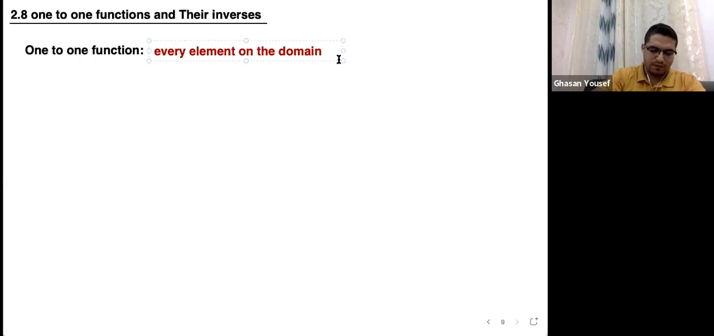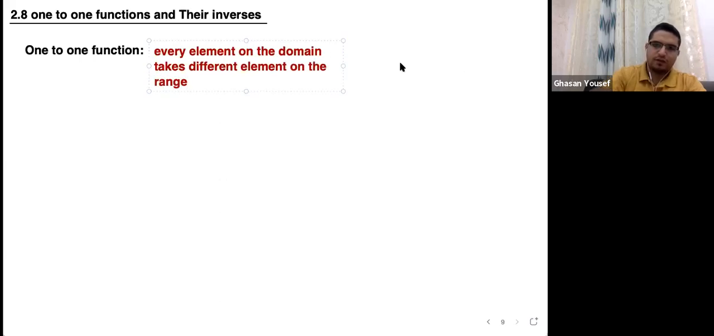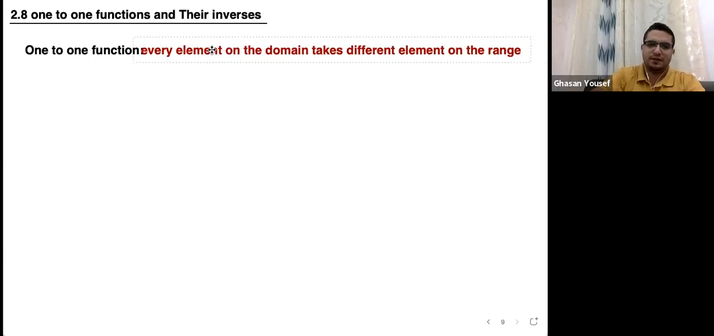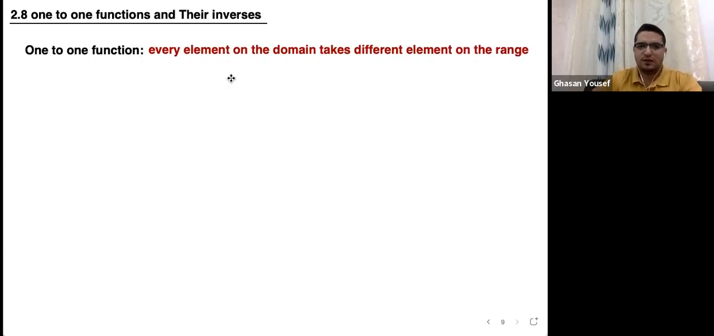on the domain takes a different element on the range. This is what I mean by a one-to-one function. So every element in the domain of the function should take a different element on the range.